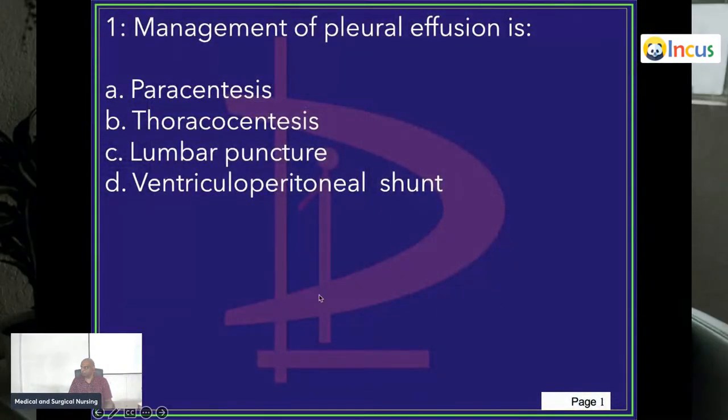So let's make the start, sister. How do you manage pleural effusion? The procedure is called thoracocentesis.